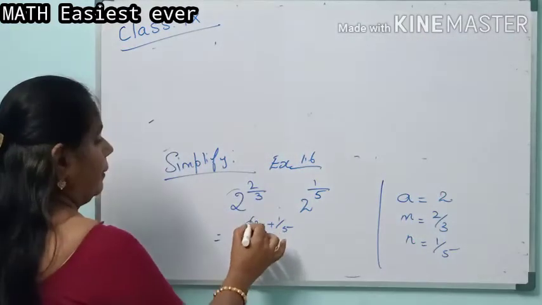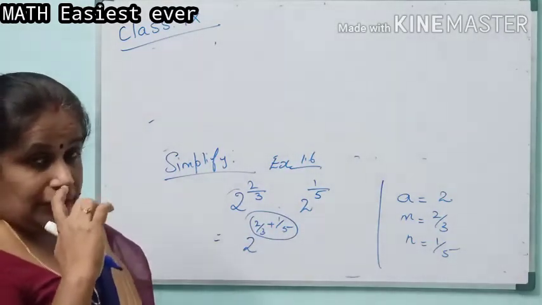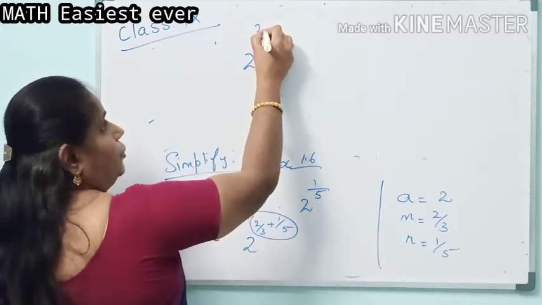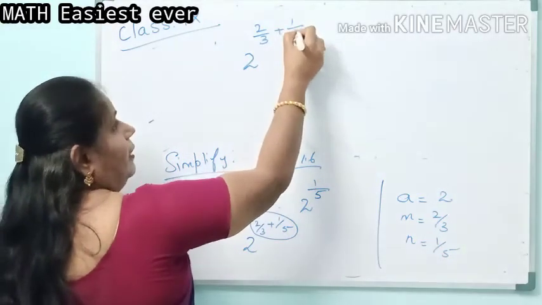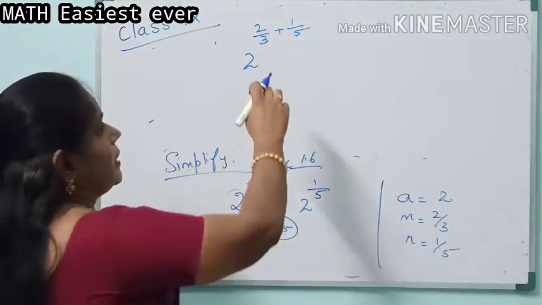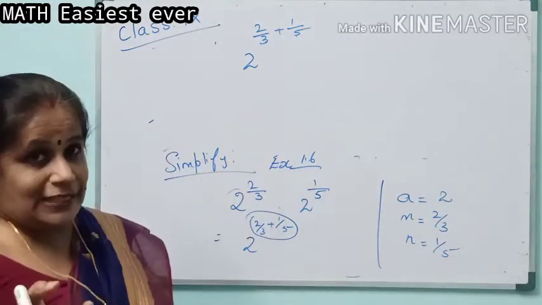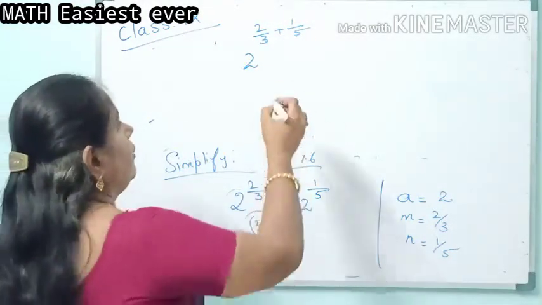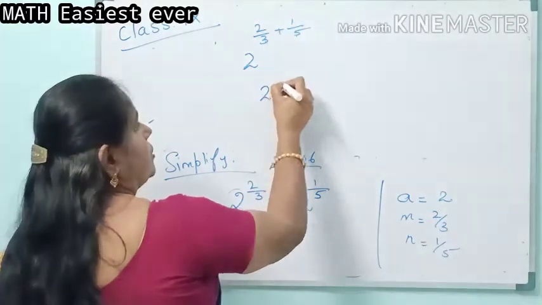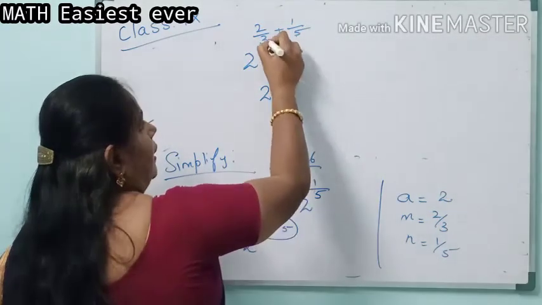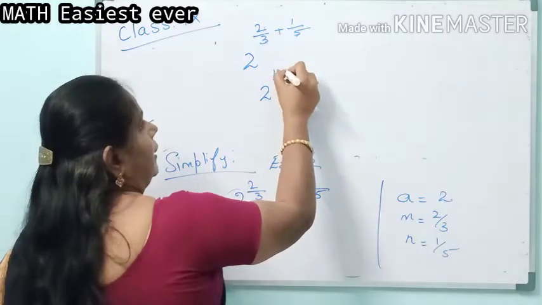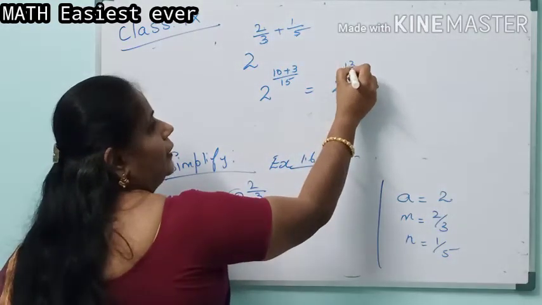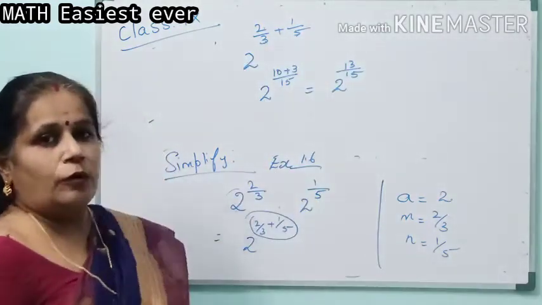So here the power is in the form of a fraction. So what will you do? You have to take the LCM and do it. So 2 raised to 2 by 3 plus 1 by 5. The denominators are different, so you have to take the LCM. LCM of 3 and 5 is 15. So 15 will be the denominator. You cross multiply: 5 2s are 10 and 3 1s are 3. So you will get the answer as 2 raised to 13 by 15. Hope this is clear for you.